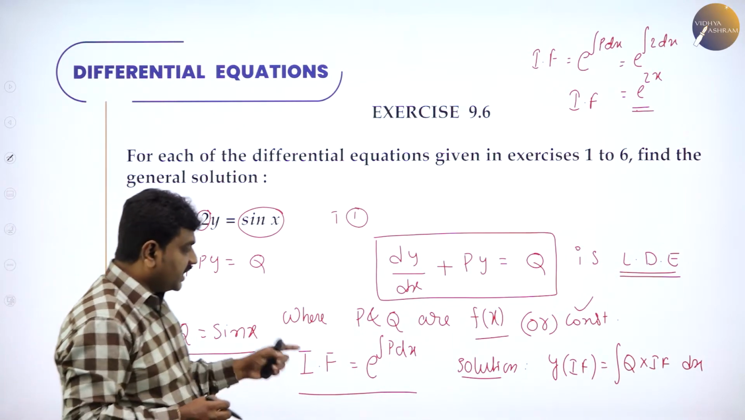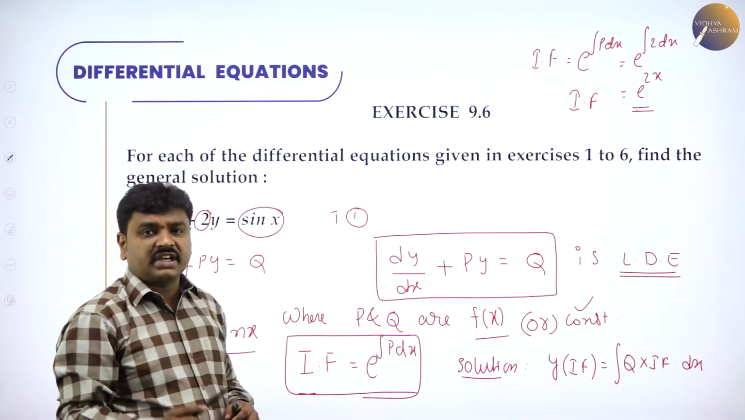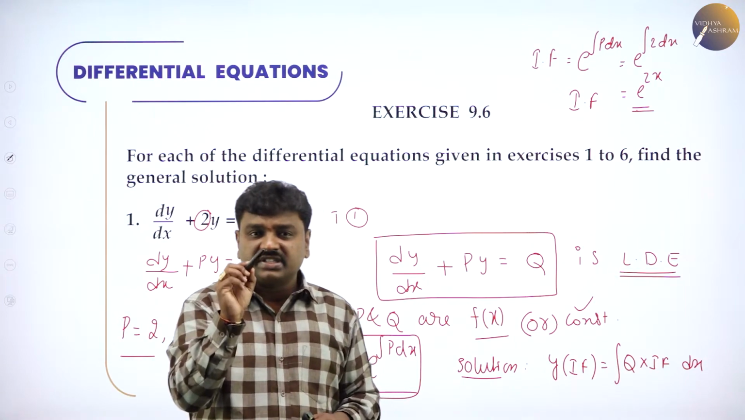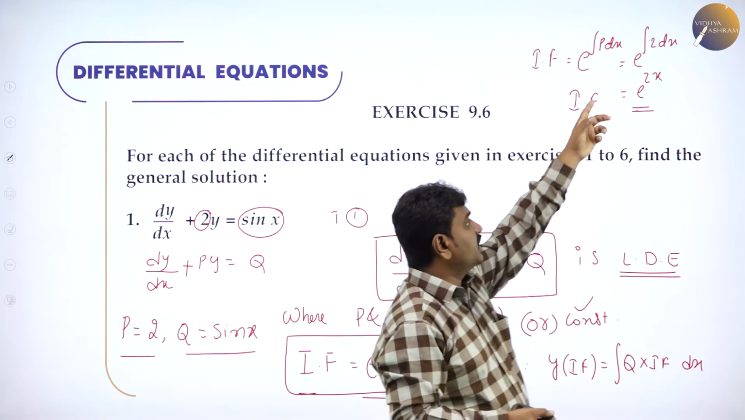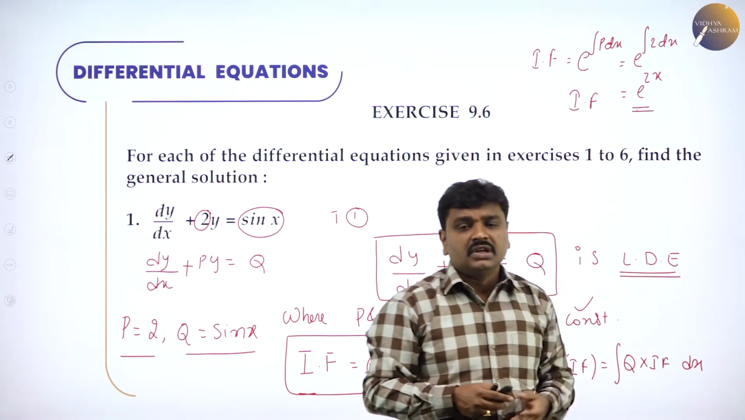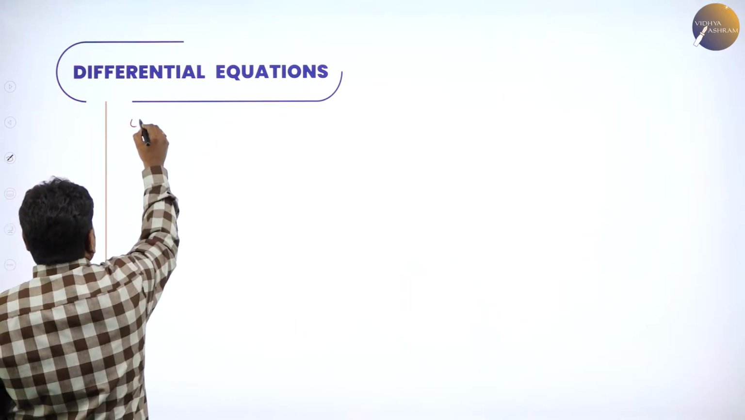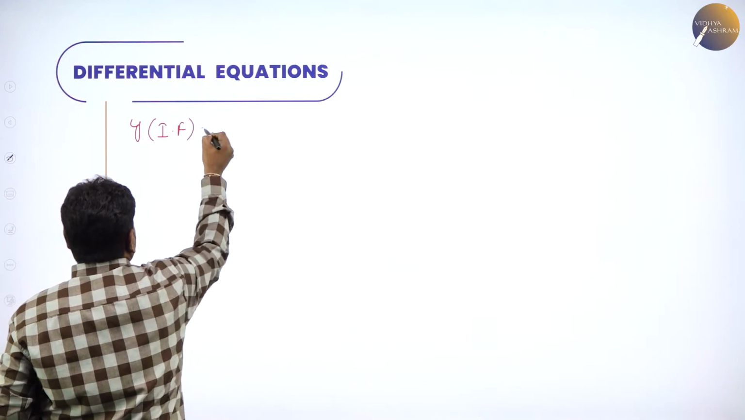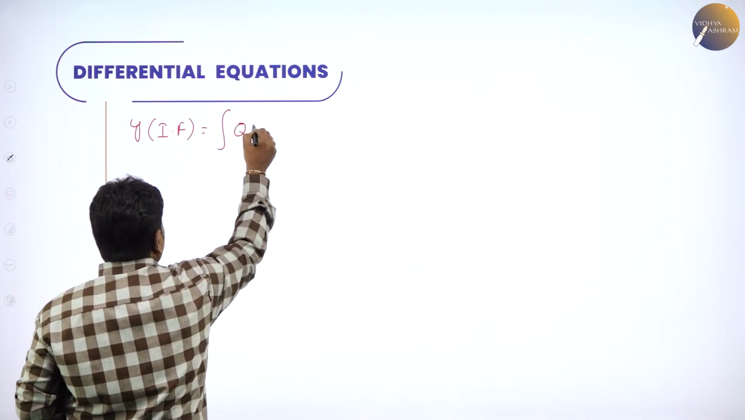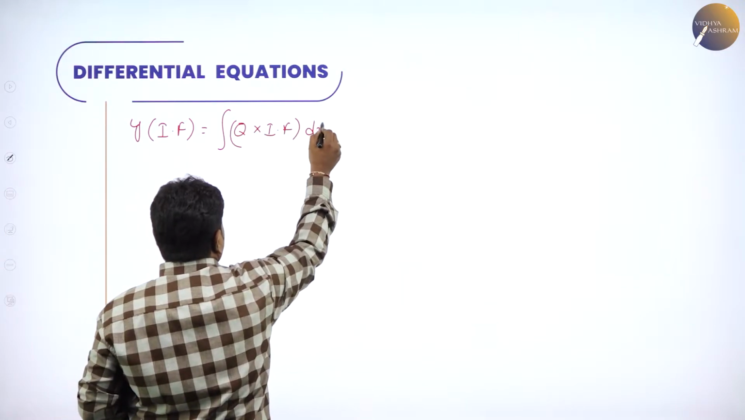Then you should find integrating factor. First, learn the formula for integrating factor. What is the formula for integrating factor? Integrating factor is e power integration of p dx. That is e power integration of 2 dx. You know, integration of 2 dx is 2x. So you got IF. Now you write the solution. What is the solution? So solution is y into IF, y into integrating factor is equal to integration of q into integrating factor dx. This is the answer.